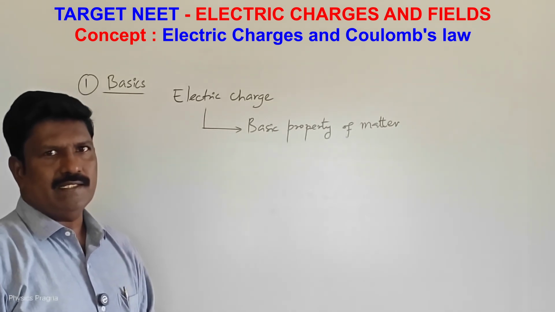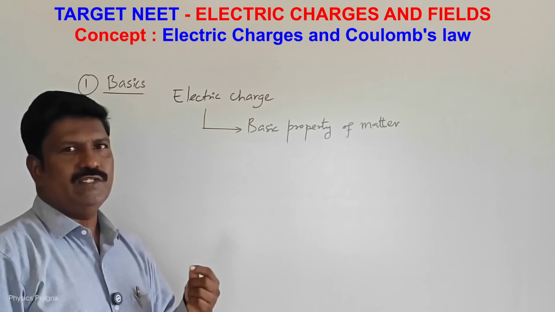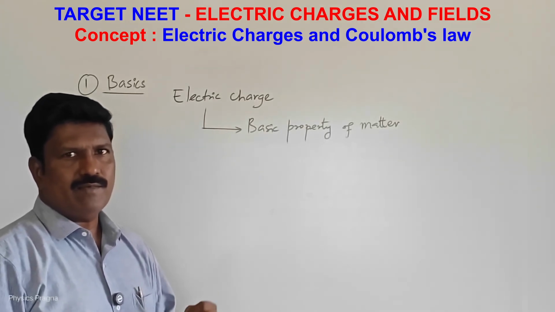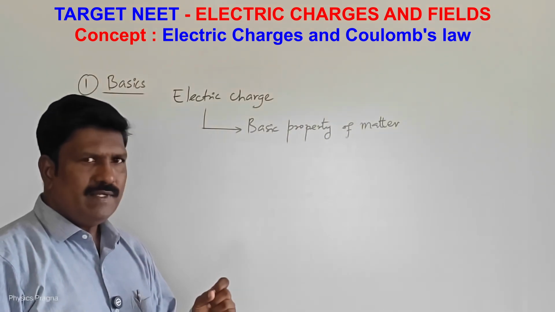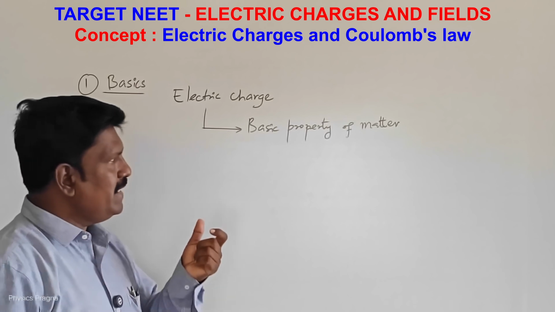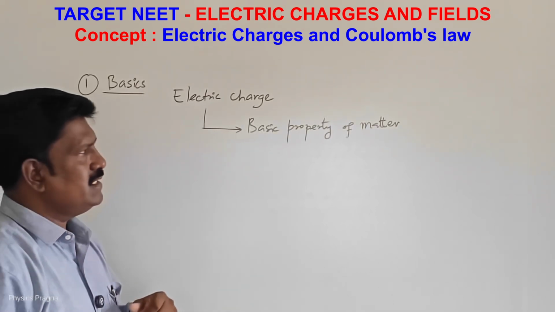Materials are made up of atoms. In atoms, there is a positive nucleus and electrons revolving around it. The nucleus has positive charge and the electron has negative charge. So every material has these charges. So the basic property of matter is charge.